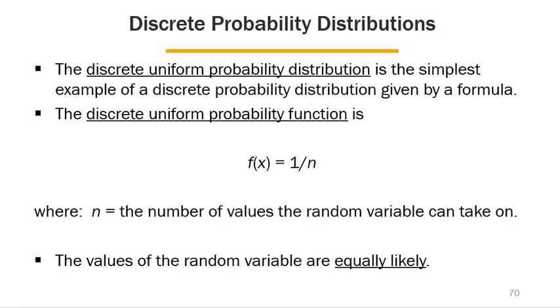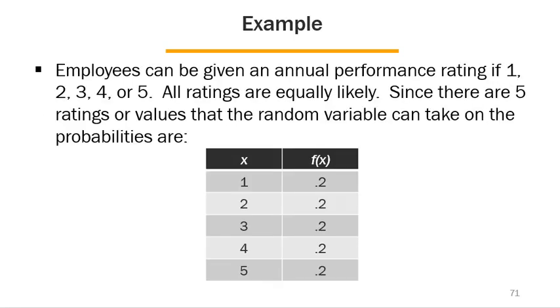They're all equally likely. So an example would be you have employees, and they can be given an annual performance rating of 1, 2, 3, 4, or 5. Suppose that all ratings are equally likely. So 1 is just as likely as 5, 2 is just as likely as 5, 3 and 2 are just as likely, and so on. So since there are 5 ratings or values that the random variable can take on, the probabilities are going to be 1 over 5 for each of the possible values.